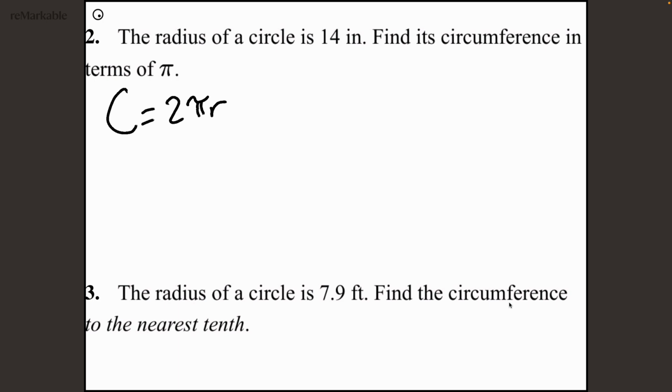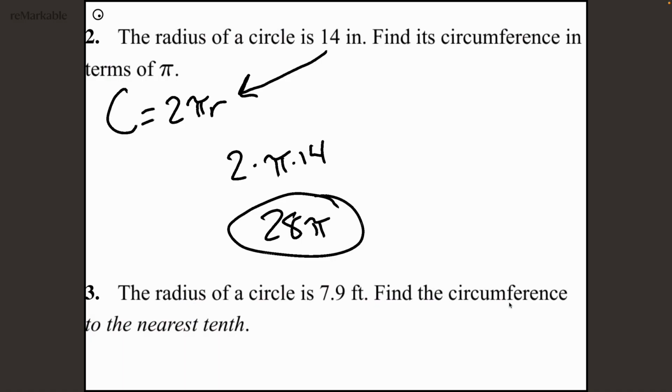All right. What do we do here? Our radius is 14, so we just have to plug it in. So we have 2 times pi times 14. Well, what's 2 times 14? So that's our answer. Perfect. Okay? That's what we do when it says in terms of pi. So now let's apply the pi.